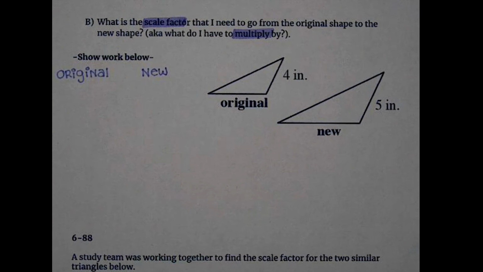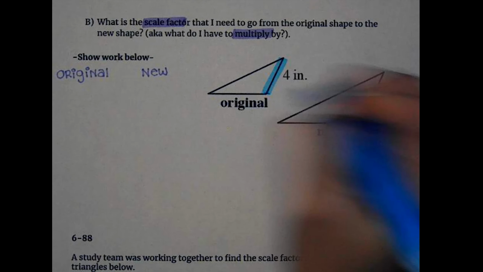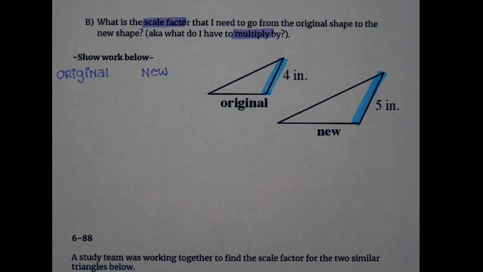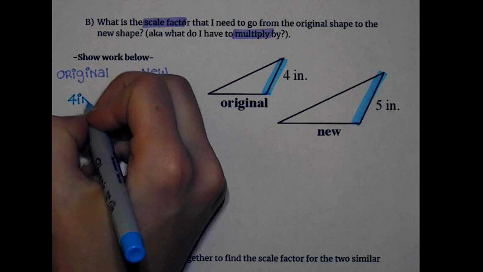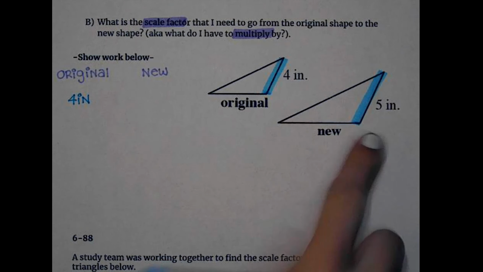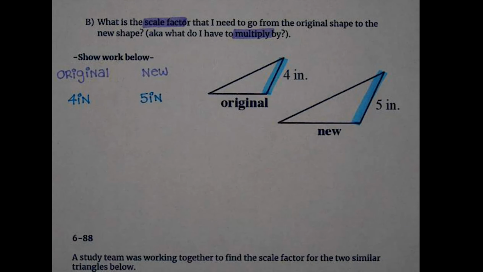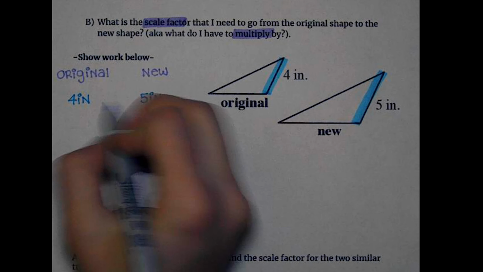Here we don't have as many measurements as the last problem, but we do know that this side is a corresponding or matching side length to this side. So we are going from 4 inches in the original to 5 inches in the new shape. And we know that we have to multiply by something in order to get from 4 to 5.